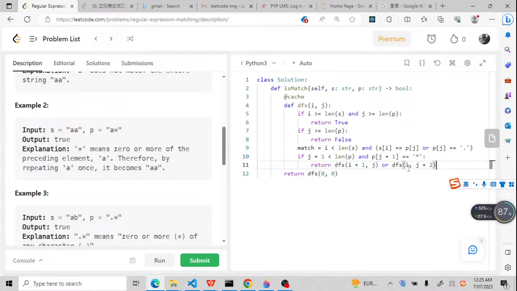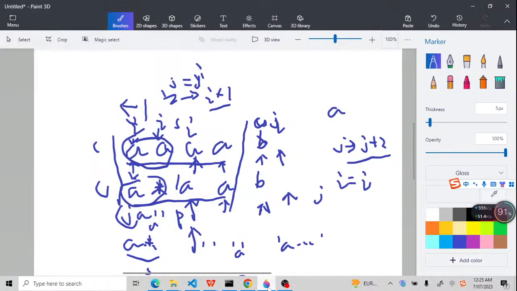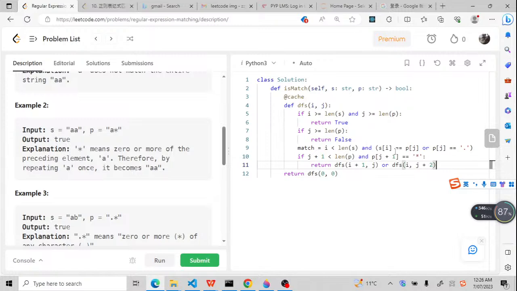Yeah, because if i stays at the same place, j moves two places. So this i stays at the same place, but this j shifted two places. But before that, we need to check if there is a match. So this match is, let's check the code. This match is for s i and p j from the first place.